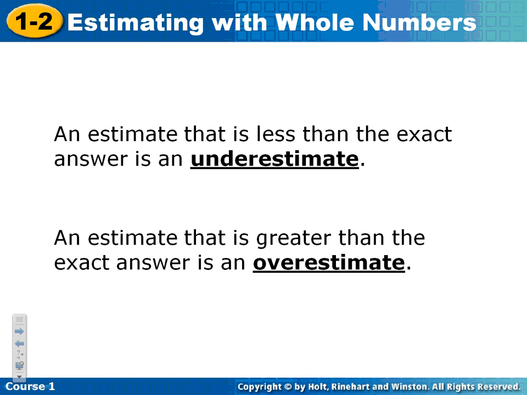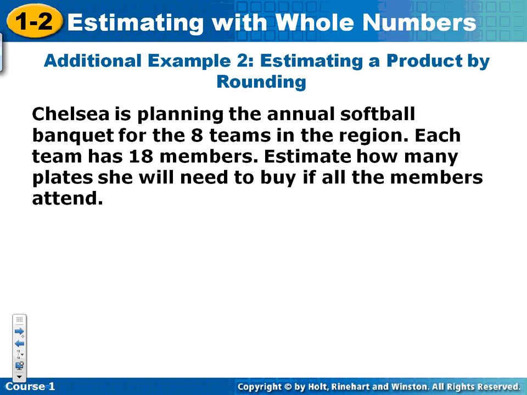Sometimes we're going to overestimate. Sometimes we're going to underestimate. Now, Chelsea is planning for the annual softball banquet for the 8 teams in the region. Each team has 18 members. Estimate. Notice it doesn't say round. It says estimate how many plates she will need to buy if all the members attend. All right? So, should we overestimate or underestimate? And why?